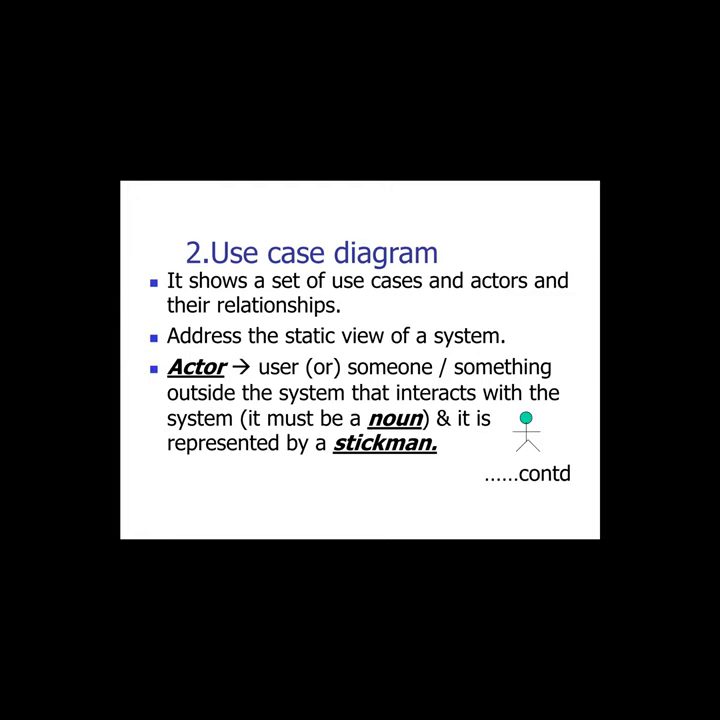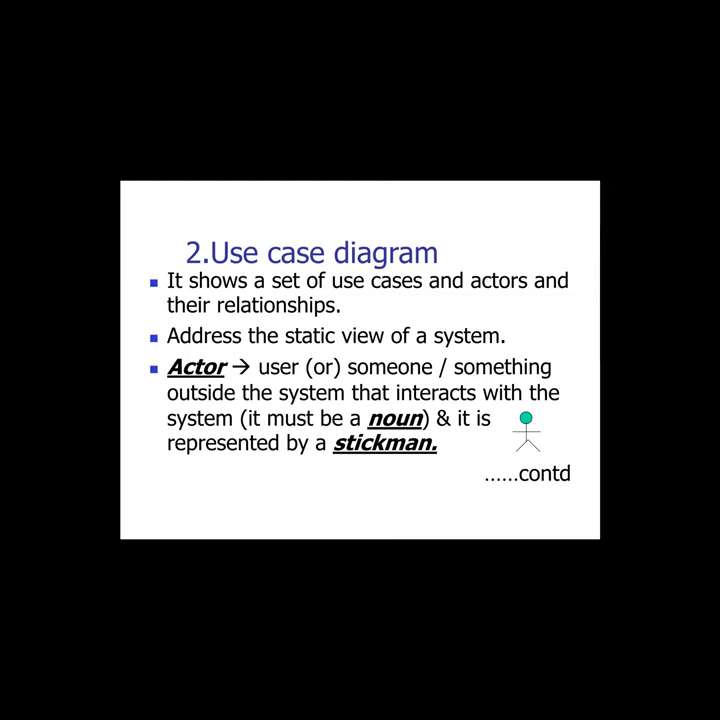And if you take the use case diagram, it shows a set of use cases and actors and their relationship. So it will show what the use cases are. Use cases means the various functions you are going to perform. And actors means the end users, whether the person is a student, registrar, librarian, or faculty. So the various human beings are called actors. And the relationship is between the user and the functions. Students, what functions can they access? Faculties, what functions can they access? The administrator, what functions can they access?